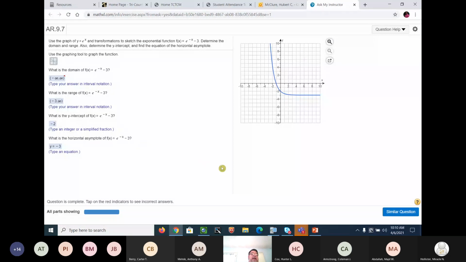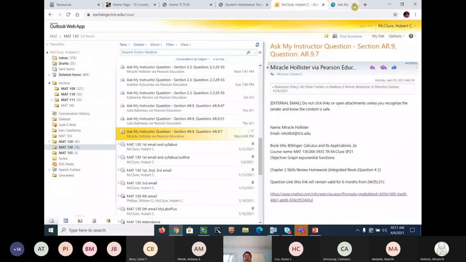Now, I like that question, but it's not a question that we need for the test. It's a question that you need to be able to do before you do this chapter or this section. Basically, there's no calculus in this. This is all algebra. Okay. This is review.